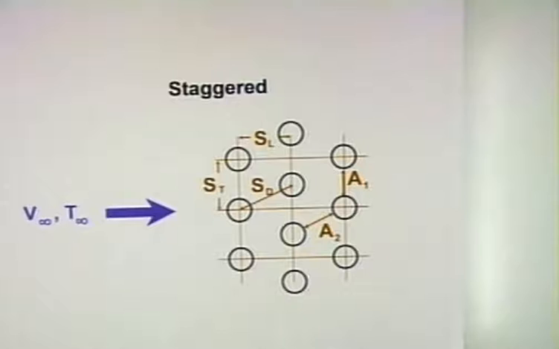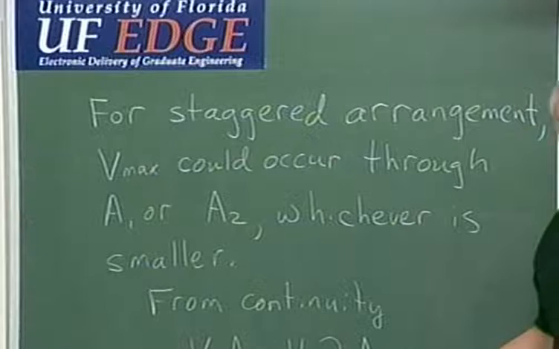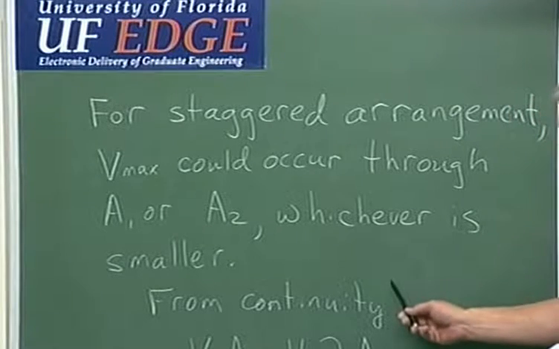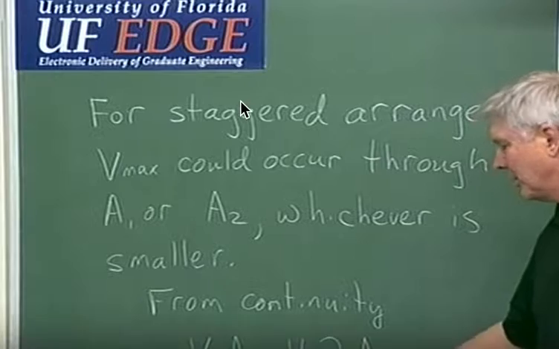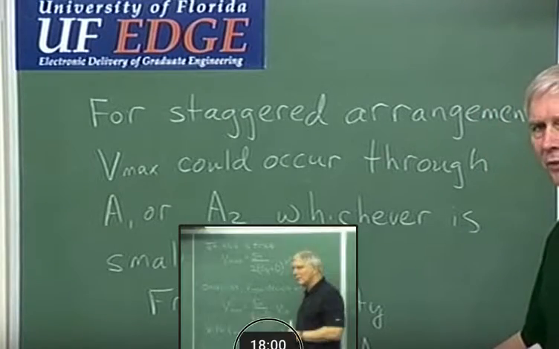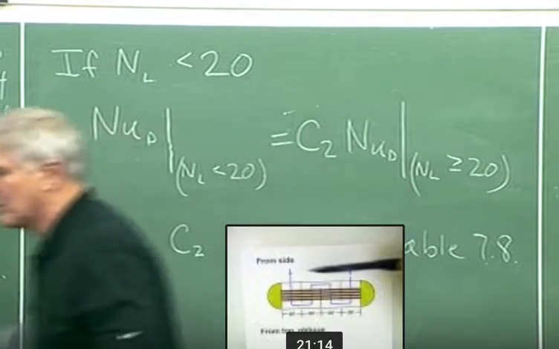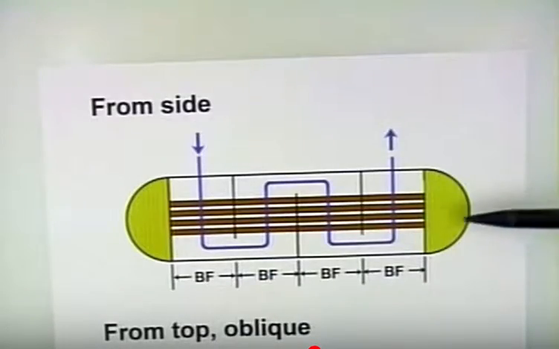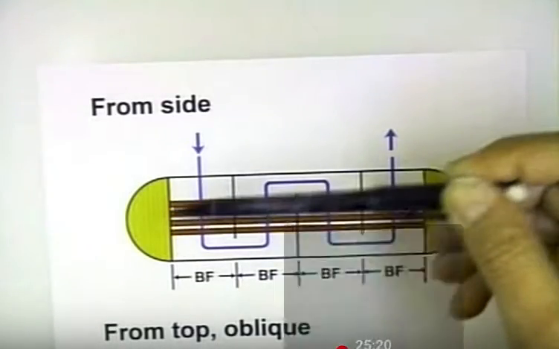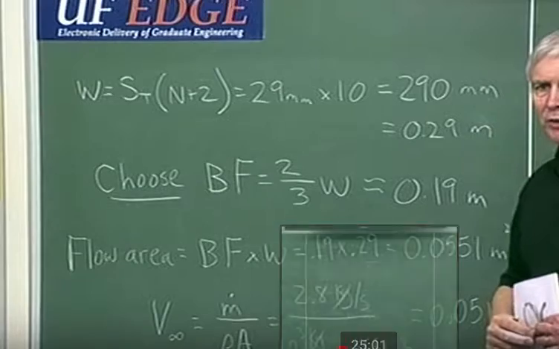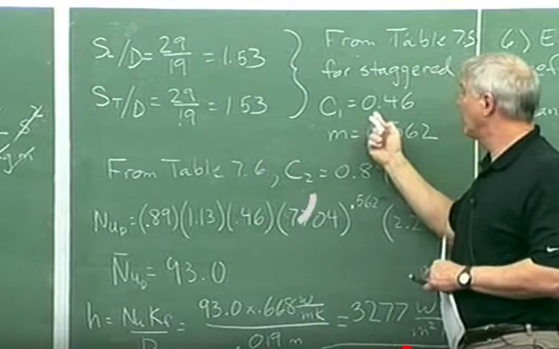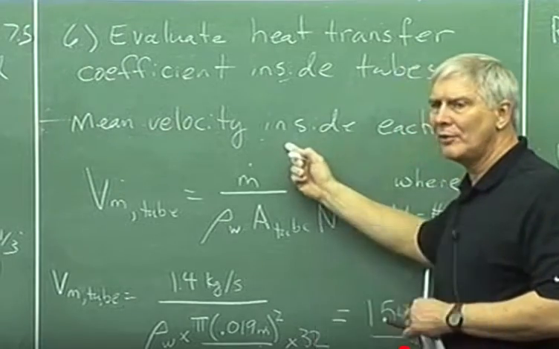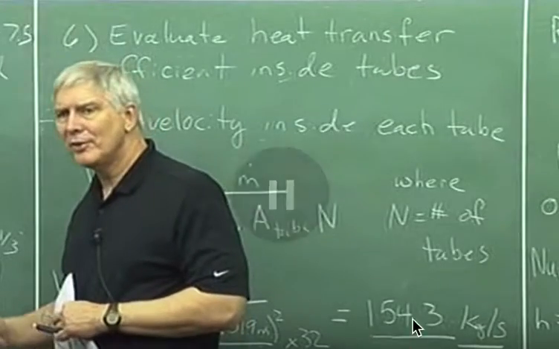The way we do that is, if we look at the board, from continuity, V1 A1 equals V2 times 2 A2, because it has the relation that I gave you. You know that we have flow going through the tubes like this. Design procedure, and we just have, we need the mean velocity. Okay, now we're ready to move inside.